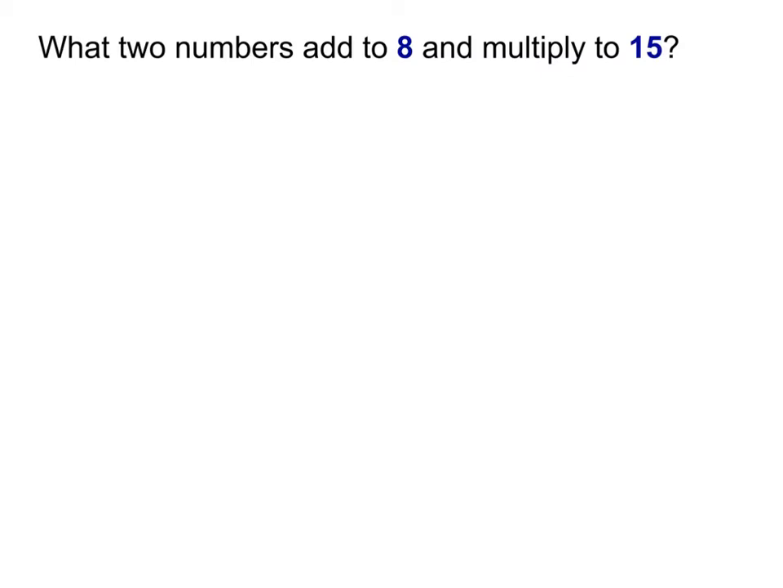And that is, I want you to focus first on the multiplication part of it, because there's a lot fewer ways to multiply to a given number than there is to add to a given number. And so I'm going to start by just thinking about all the different ways that I can multiply to 15. So I might think about 1 times 15, and then I'd think about 3 times 5.